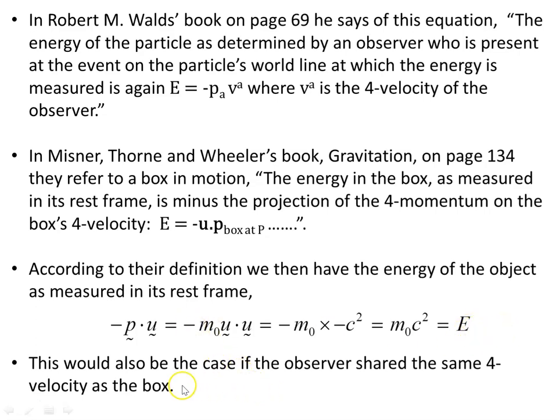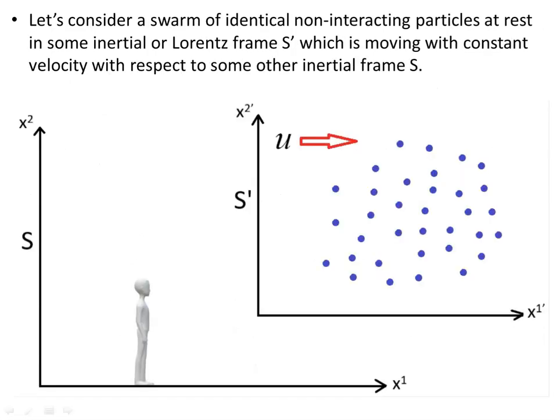Now this would also be the case if the observer shared the same forward velocity as the box. In other words, the observer's in the frame of the box. All right. Now we're going to go a step further. Instead of having just a single particle, our red ball from earlier, we're now going to have a swarm of non-interacting particles in some inertial or Lorentz frame S prime, which is moving with constant velocity with respect to some other inertial frame S. So here's our inertial frame S with the observer in it. Here's our swarm of non-interacting particles moving with a common velocity u in the frame S prime.